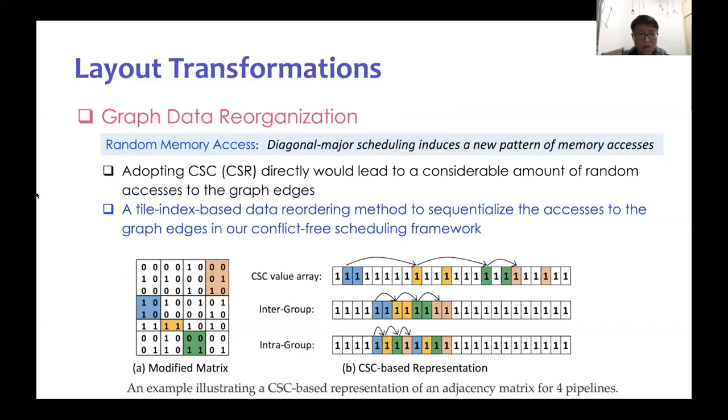Diagonal major scheduling induces a new pattern of memory access. We propose to use a tail-based index-based data reordering method to sequentialize the access to the graph edges in our conflict-free scheduling framework.